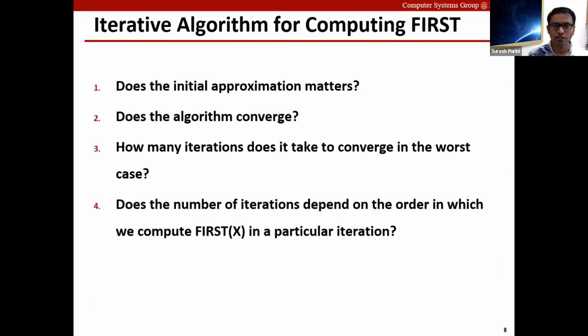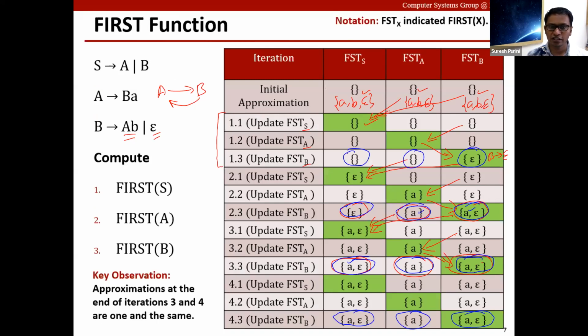Does the algorithm converge? That is the second question. Yes, the algorithm converges. The reason is, from one iteration to another iteration, these sets are monotonically increasing. Initially, each of these sets contains 0 elements, so the sizes are 0, 0. Here it is 0, 0, 1, the size of the set. Here it is 1, 1, and the size of the set is 2. And here it is 2, 1, 2. So the size of the sets is monotonically increasing.